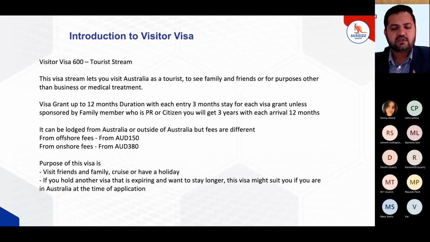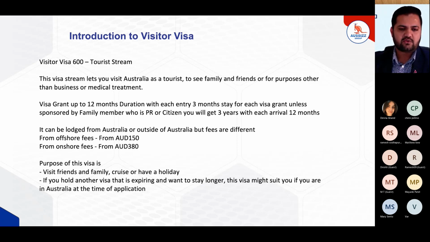If you've been sponsored by a family member who is a PR or citizen, then parents can get up to 3 years, with each arrival you can stay up to 12 months. So there will be a condition on your visa, which is total stay 12 months out of 18 months. But nowadays we are also seeing 3 years of visa grants for a lot of people who are on a 491 visa, and they're inviting their parents as well. The only difference is in that 3 years, obviously you don't have to renew it every 6 months or 4 months, but you can only stay 3 months.